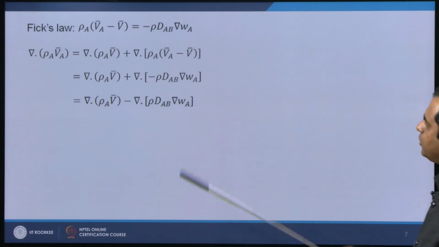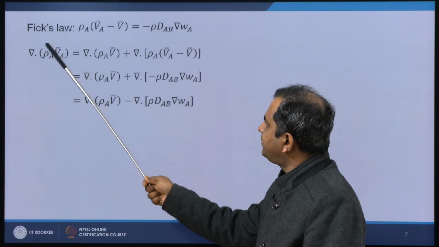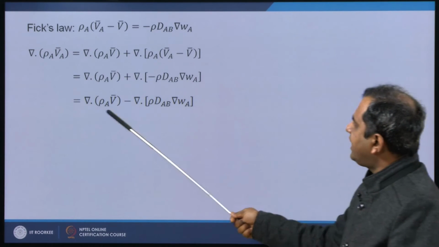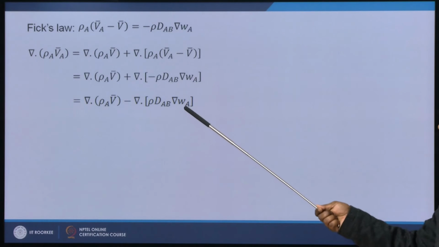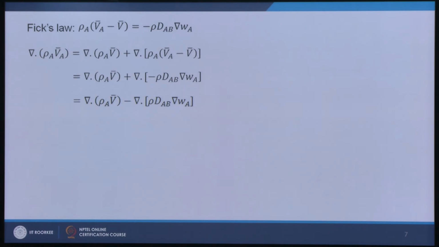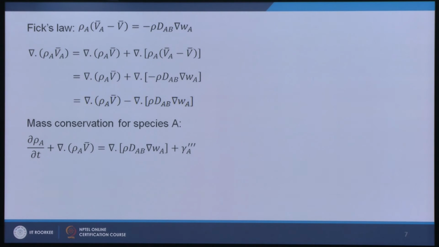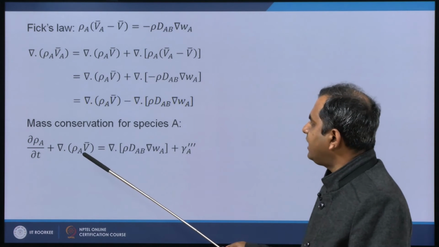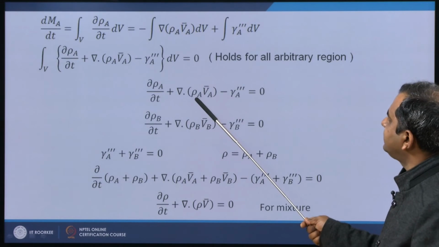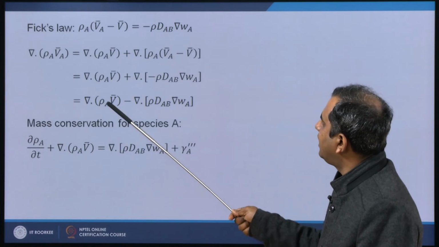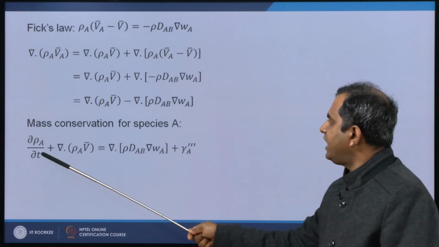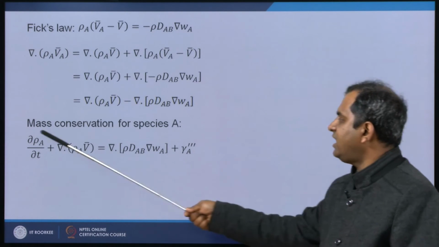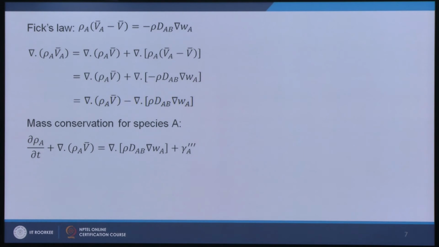Okay, if you do so, then this second term of the species momentum equation we can write in this fashion: del dot rho A into V minus del dot rho D AB into del W A. Okay. Proceed further. The second term which was here, if we replace it by these two terms, then this term can be taken to the right hand side. So we get the mass conservation equation for species A in this fashion. Okay. So this is the mass conservation equation for species A.